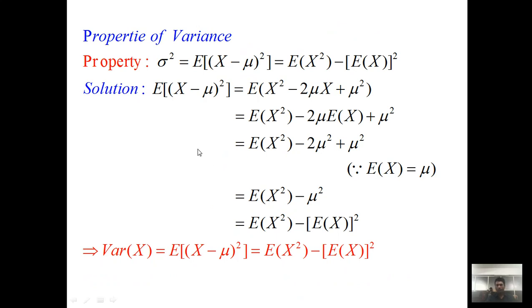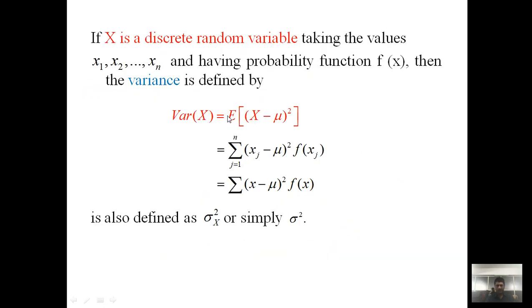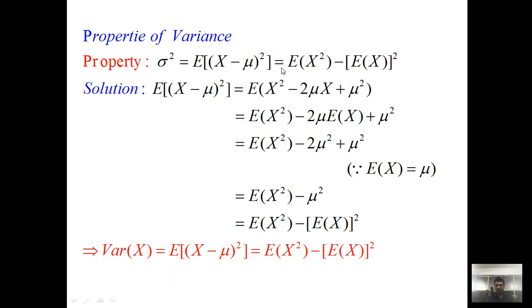Now see one property. This property is very much helpful when we have to calculate variance. The variance, sigma x square, or simply sigma square, is equal to the expectation E of (X minus mu) square. This is just a definition. Variance, E of (X minus mu) square, is equivalent to E of X square minus E of X whole square.